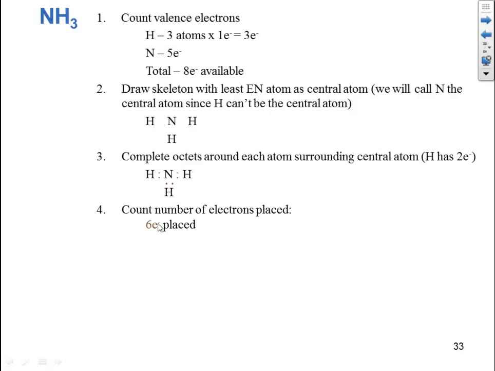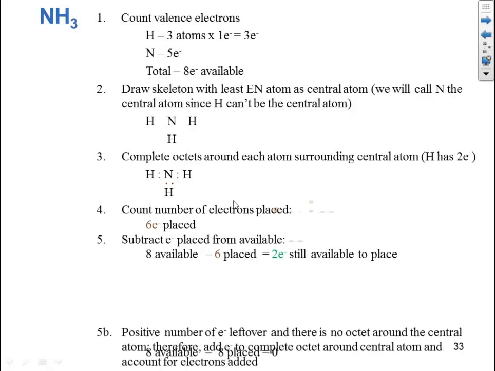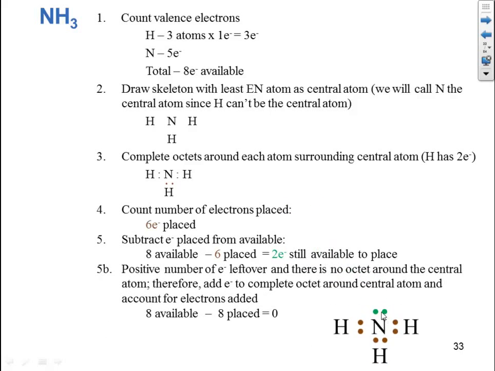So I add 2 around each one. Add that up. There's 6 placed. I've got to compare that to my available. 8 minus 6 means I'm going to have 2 more electrons available to complete my octet around my nitrogen. So I'll put my 2 on that. Now I'll look. I have 8 around nitrogen, 2 around each one of the hydrogens. So therefore, that's my Lewis structure, with the exception that I'm now going to take those bonded pairs and put lines.